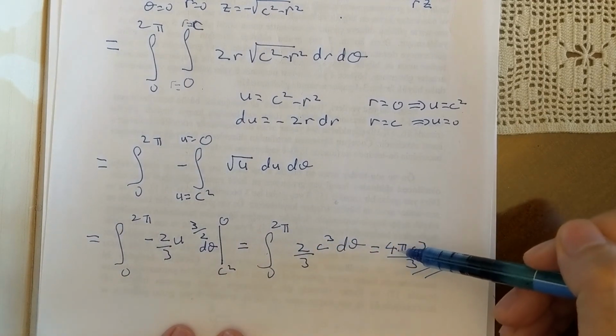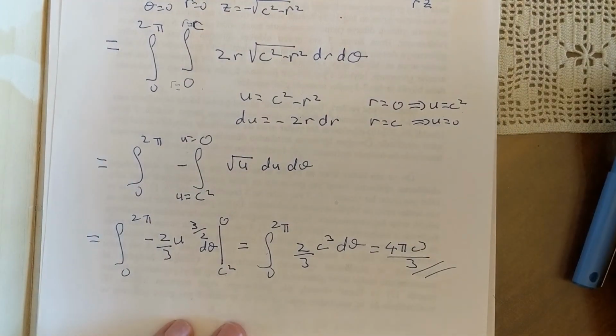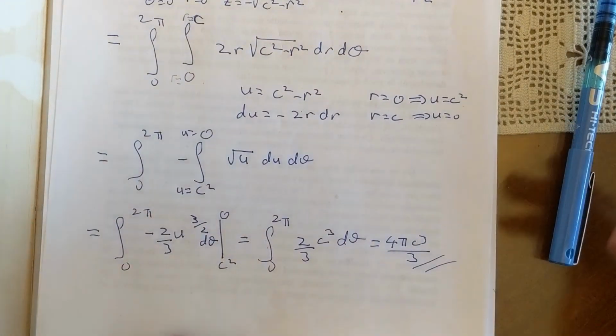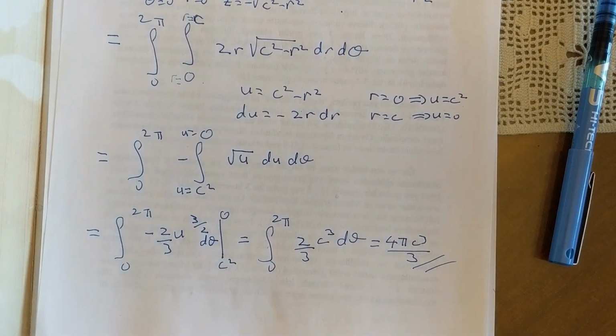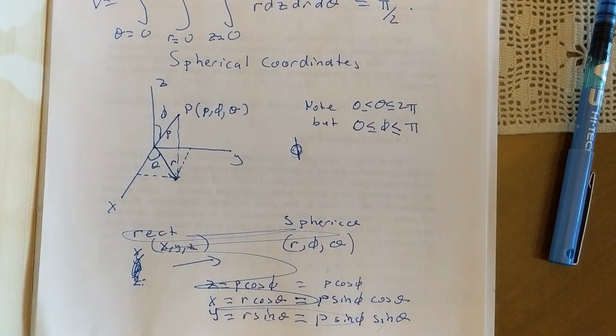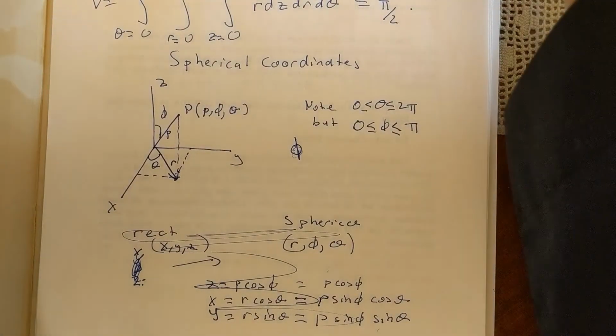Multiplied by 2 pi, you're going to get 4 pi c cubed over 3, which is the formula that we've known since elementary school, right? It's the volume of a sphere. Okay, so that worked out fine. Let's do a harder example.